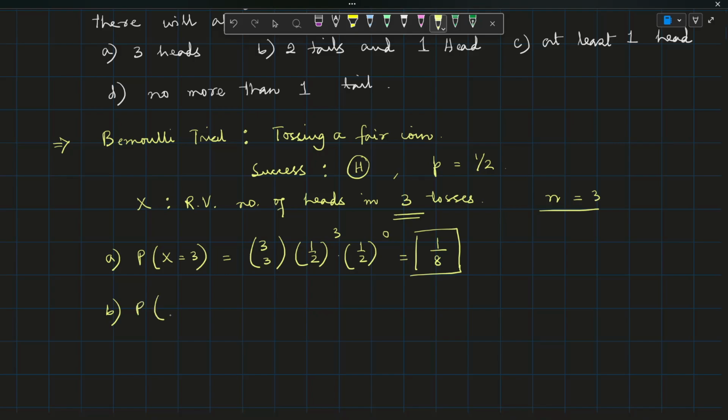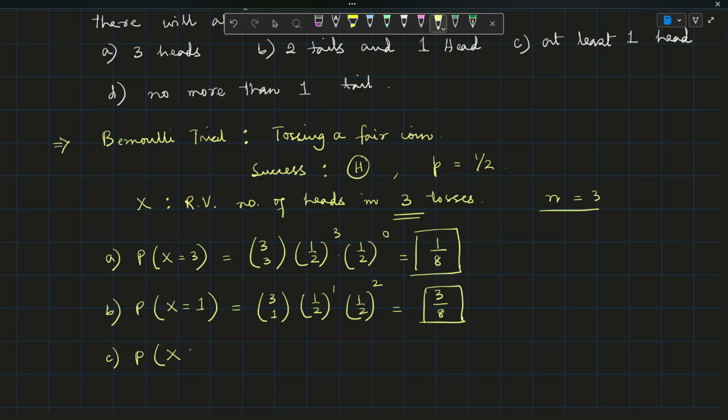B, probability of getting 2 tails and 1 head. That can simply be written as P(x equals 1). So again, I am just putting the values in the formula, and you have to do this calculation on your own, and if you do this correctly, you will get 3 by 8.